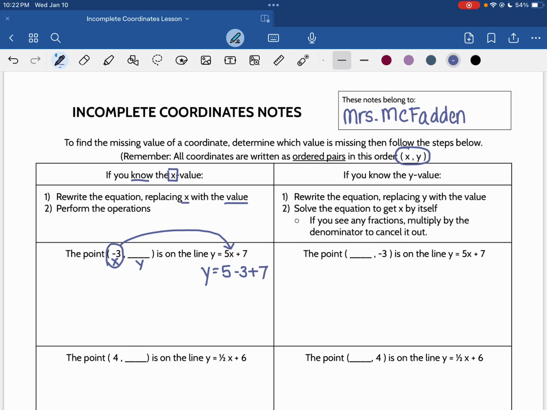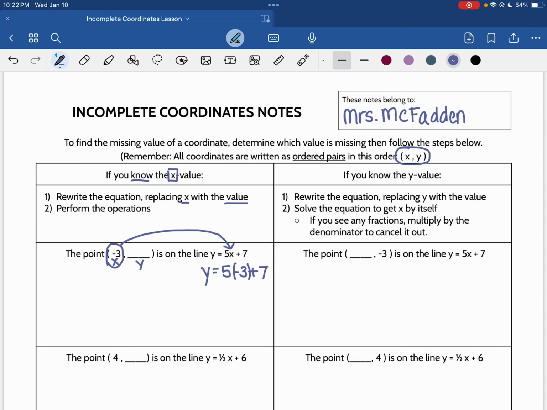Now, I know that that's what most of you are thinking when I say that. You still have the y equals, you still have the 5, you still have the +7, but instead of that x in the middle, you have a -3. Now, I'm going to ask this, what is wrong with how I wrote this? It needs parentheses. It's not 5 minus 3. It's 5 times -3. So we're going to put our parentheses like that.